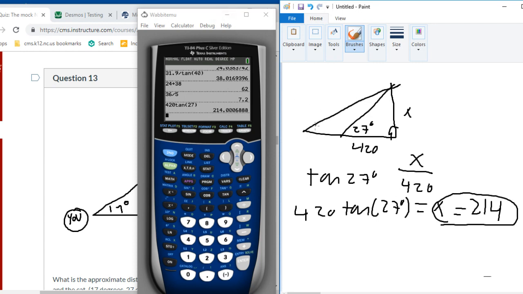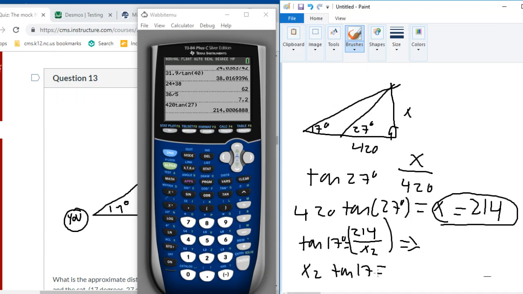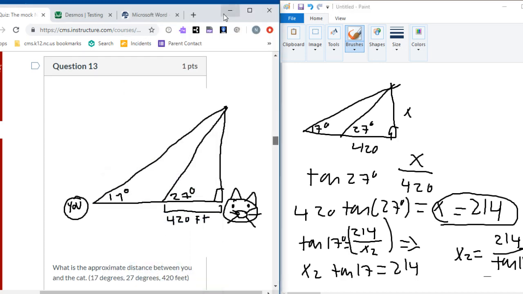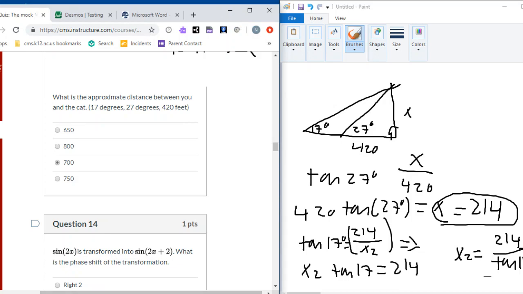And then from there, that's not my solution though. I need to find this value, which is 17 degrees. And you can know that the tangent of 17 degrees is equal to 214 over, I'll call this value x2. So x2 times the tangent of 17 is equal to 214. So x2 is equal to 214 divided by the tangent of 17. So this value divided by the tangent of 17 degrees is 699, and that's our solution. Our closest best answer is 700. All right, see you in the next video.